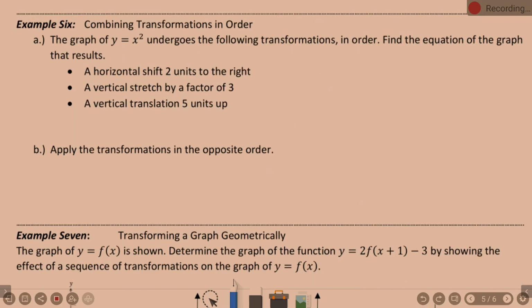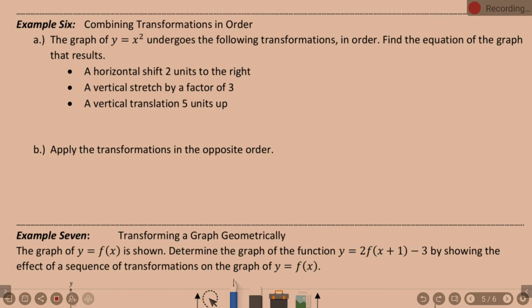Okay, example 6. Combining transformations in order. I mentioned on the front side of the notes on Friday that order can matter sometimes. The deeper we get into transformations, order can matter, whether you reflect it or stretch it first or move it first, it depends. So we're going to do 2 different parts here. In part A, the graph of y equals x squared undergoes the following transformations in this order. Find the equation of the graph that results.